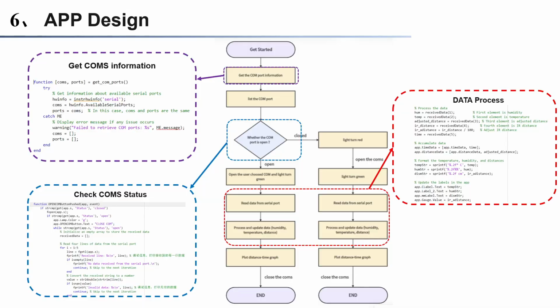Flowchart part of the APP design. The entire APP design flowchart can be divided into four main modules. The first module is about obtaining the port information. The second module is checking the port status and reading data from the port.